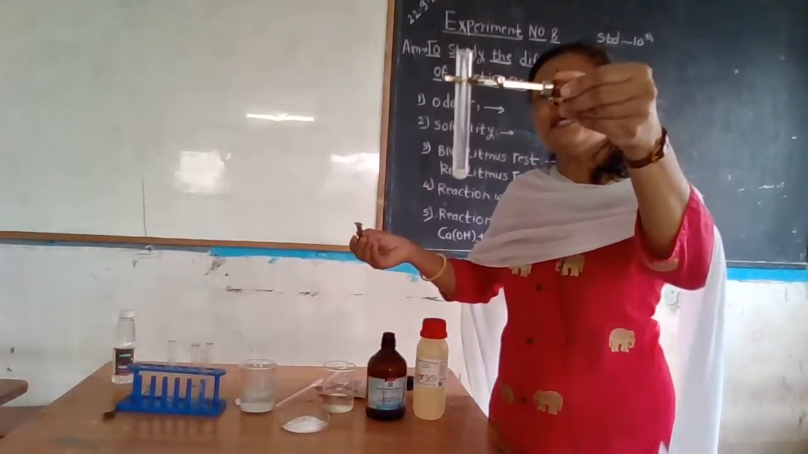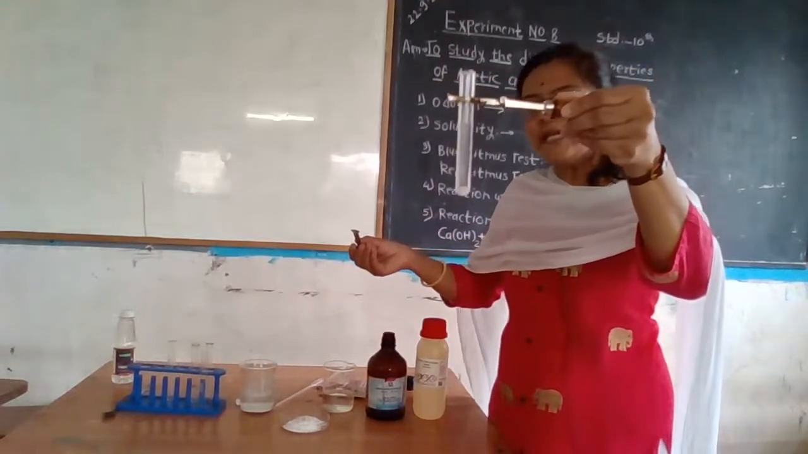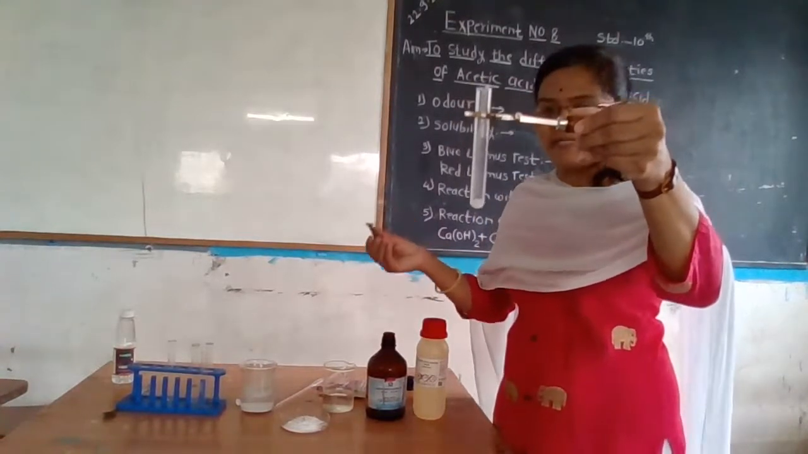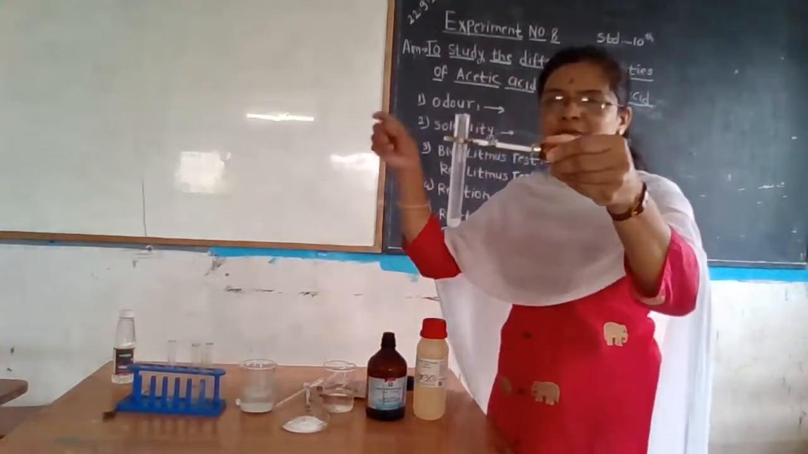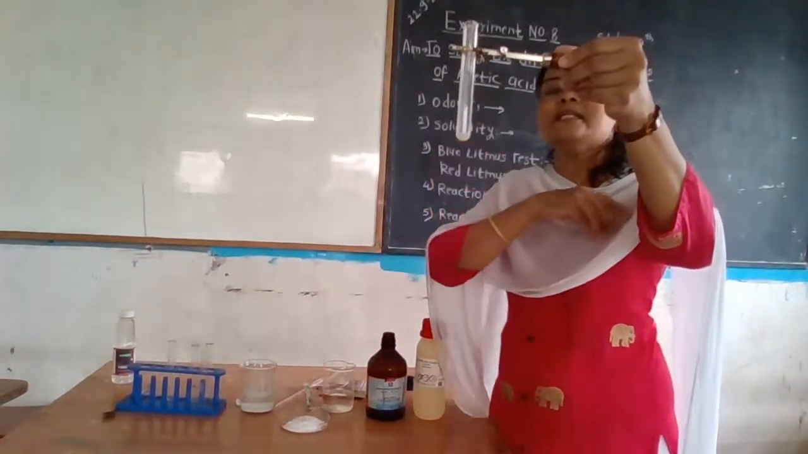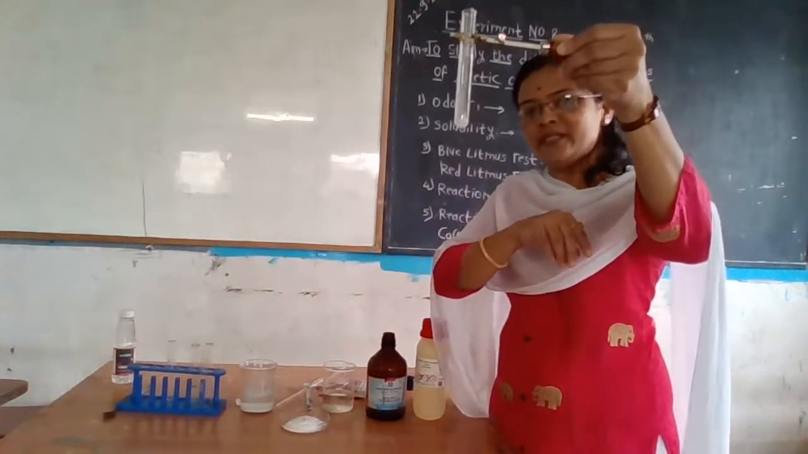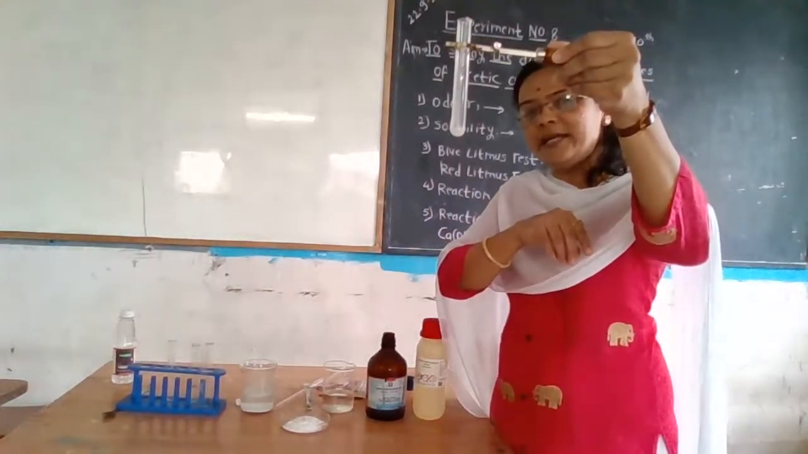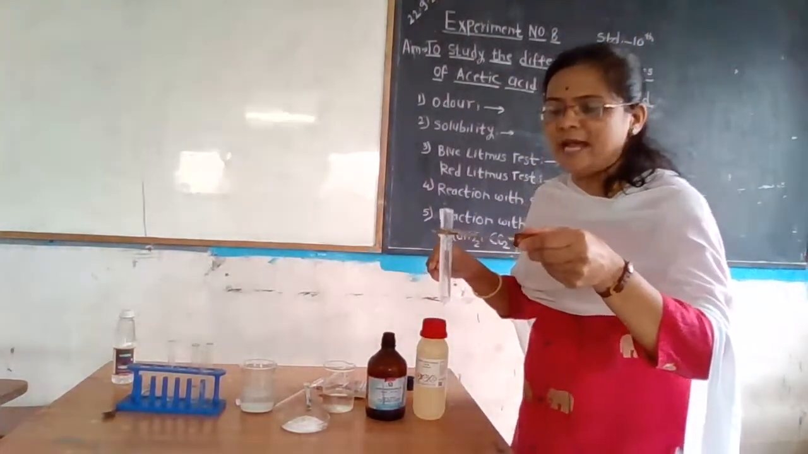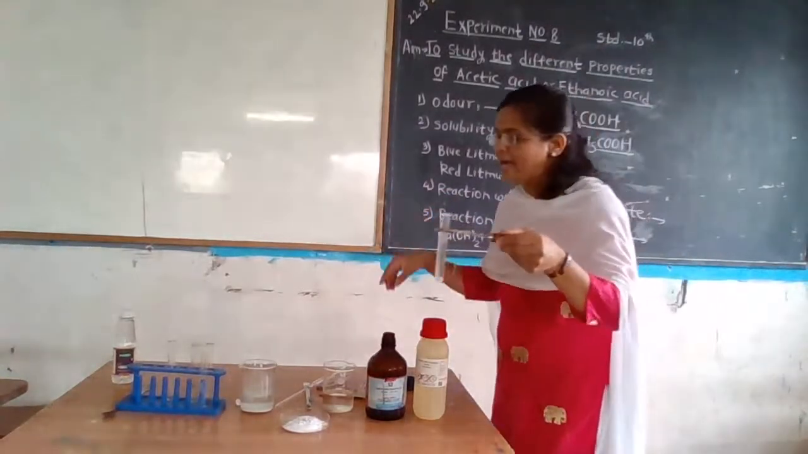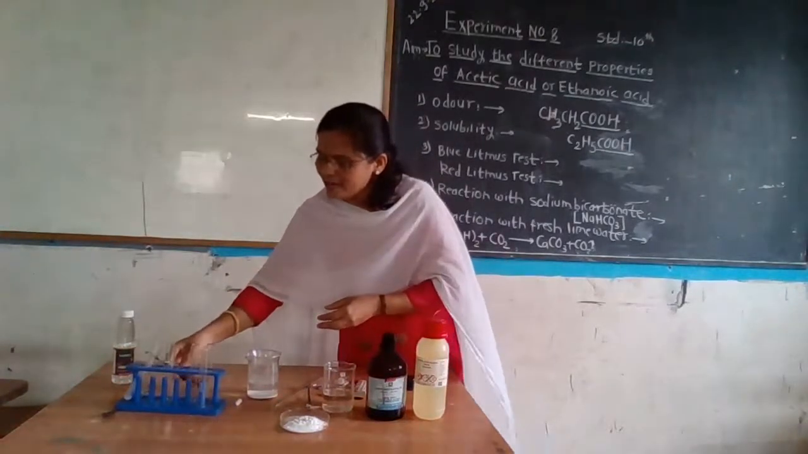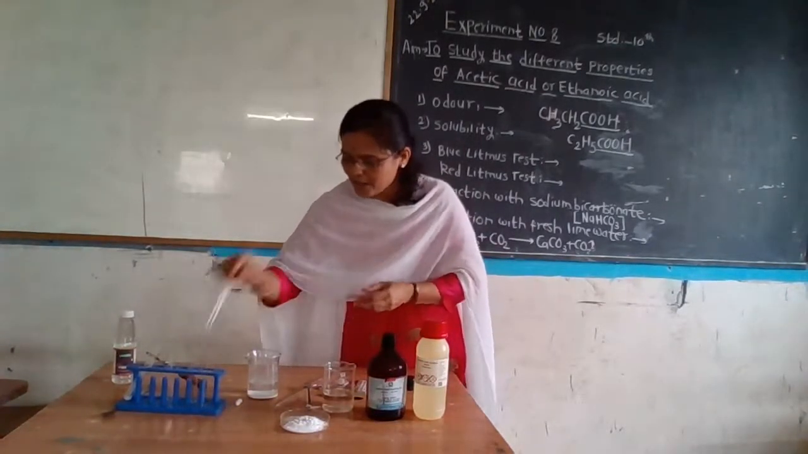Look at the test tube. The effervescence of gas. That gas is nothing but carbon dioxide gas. Whenever a reaction takes place between acetic acid and sodium bicarbonate, see the effervescence. Clearly, the effervescence is seen in the test tube, and that gas is called carbon dioxide gas. The carbon dioxide gas evolved is treated with freshly prepared lime water.